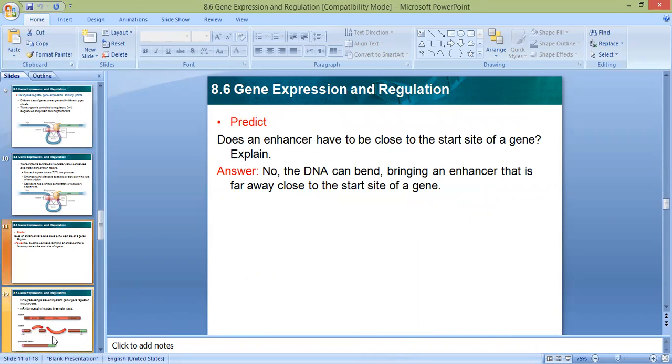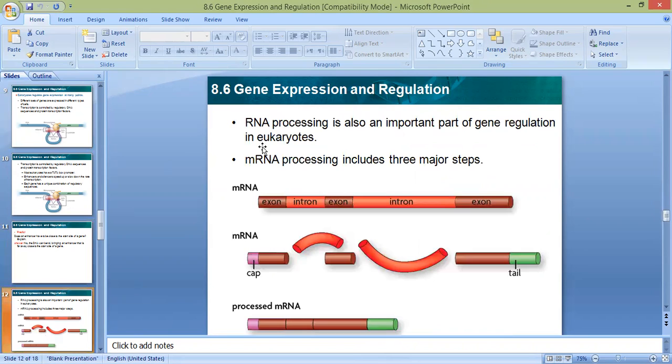We said that after transcription, RNA should go through processing. mRNA processing includes three major steps, which are removing of introns and splicing the exons, and adding a cap and tail.